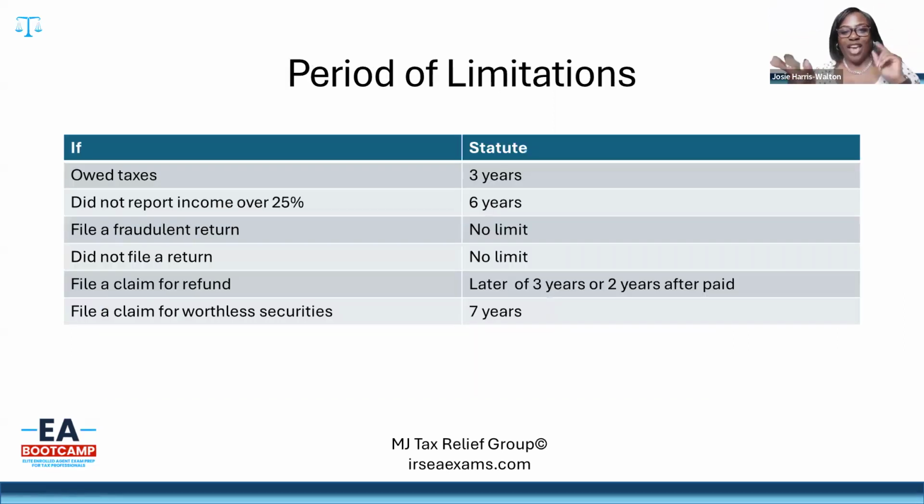Okay, here it is right here. It's filing a fraudulent return. I knew it was one of them. If you owe additional taxes, there's a 3-year statute of limitations. If you did not report income over 25%, they can actually do a 6-year statute of limitations. That's why I always say 6 years. Filing a fraudulent return, there's no limit. Did not file, there's no limit.